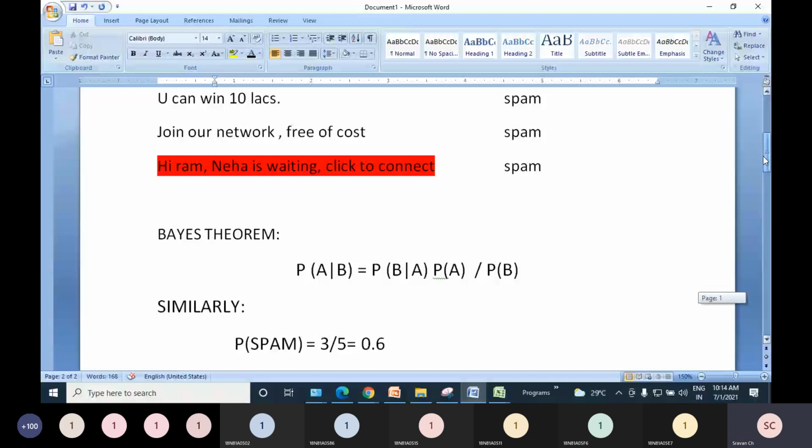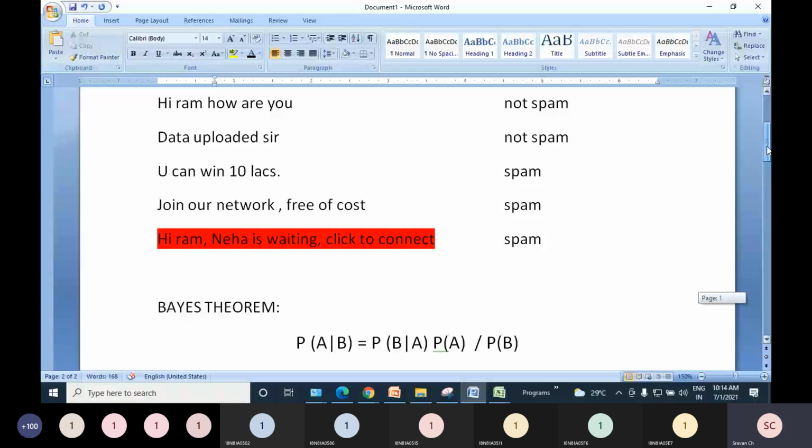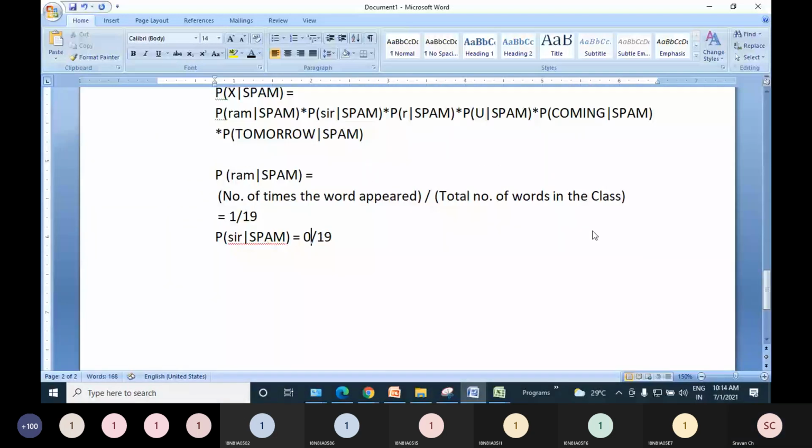Did you notice? Last 3 records are spam records. Is there any word called Sir? No, it's not there. In spam records, it's not there. It is there in non-spam records. So here it will be 0. 0 by 19. Am I correct?